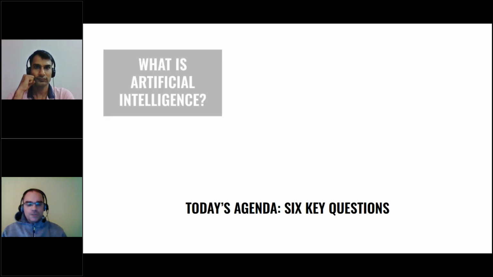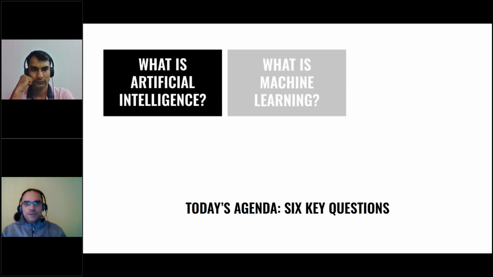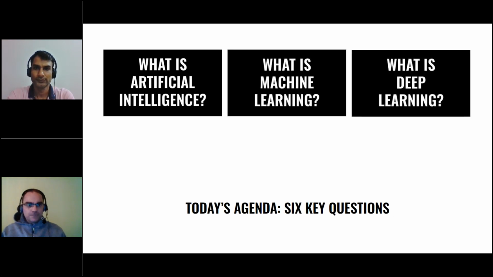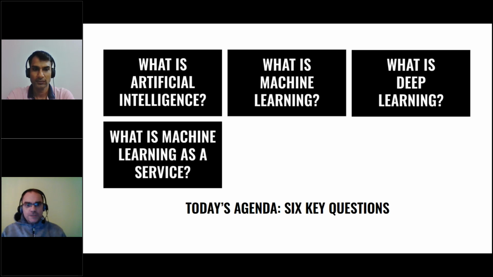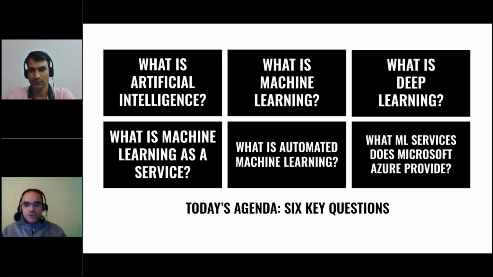So what are the questions? First of all, what is artificial intelligence? The second one is, what is machine learning? Followed by, what is deep learning? What is machine learning as a service? What is automated machine learning? And last but not least, what machine learning services does Microsoft Azure provide?